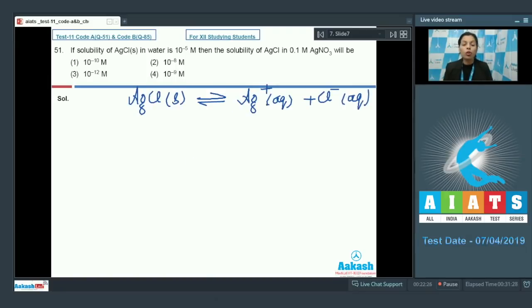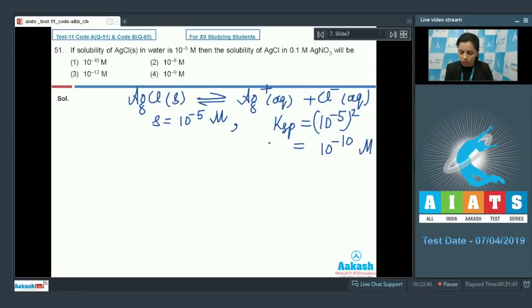Now, in this case, solubility you know that is given 10 raised to the power minus 5 molar. So what would be the Ksp value in this case? Ksp value would be S square. So that can be written as (10 raised to the power minus 5) square. It is equal to 10 raised to the power minus 10 molar. This is Ksp for silver chloride. Now, this was the first case.